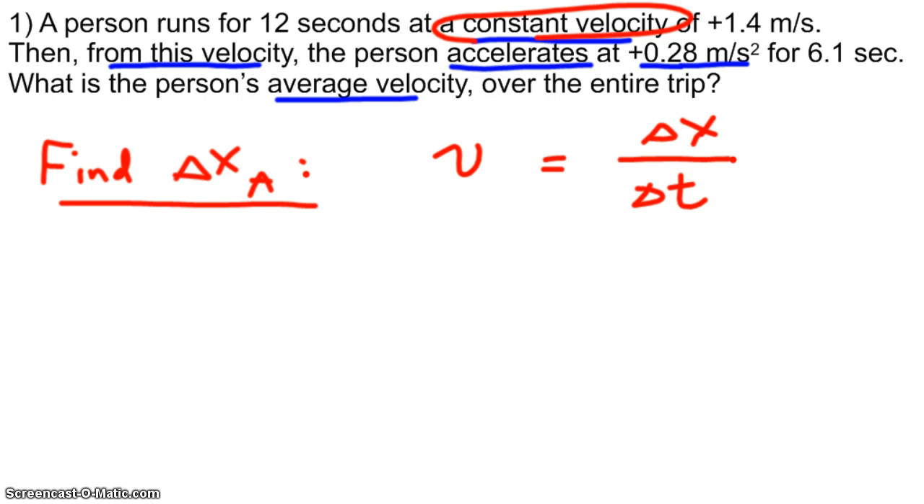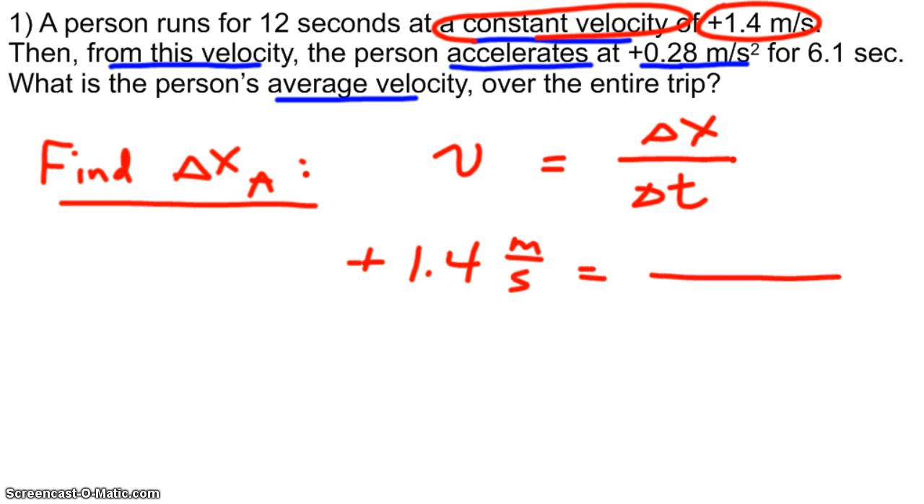Do we know the value of her constant velocity V? Yes, we do. Her constant velocity V is 1.4. So I'm going to put in positive 1.4 meters per second for V. That's her velocity during section A. Do we know her time during section A? Yes, we do. A lasts for 12 seconds. Do we know her displacement for segment A? Of course not.